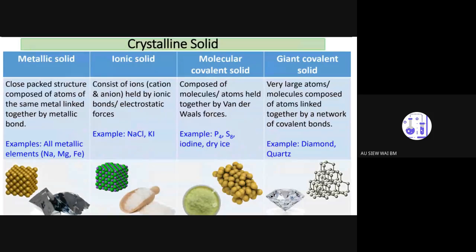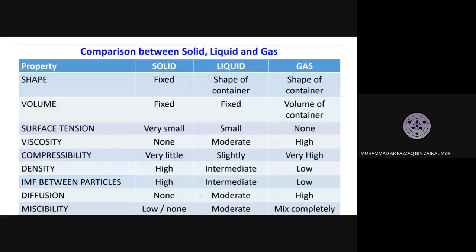After that, yang crystallized solid ada 4 jenis. Tolong ingat keempat jenis ini: metallic solid, ionic solid, molecular covalent solid, and giant covalent solid. So normally this one, untuk setiap satu kalau boleh, I suggest that you hafal satu contoh dia. Metallic solid, you remember one of the examples, and then ionic solid apa example dia, molecular covalent solid pula what is the example, and then giant covalent solid what is the example. So tolong ingat setiap satu at least ada satu example. So when they ask for the example, you can write the example for each of them. Boleh? Boleh.